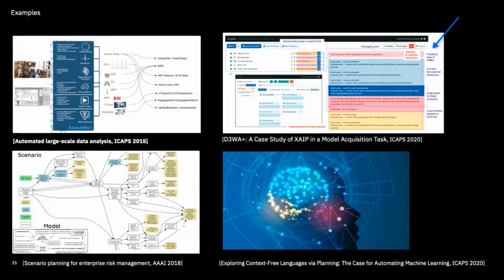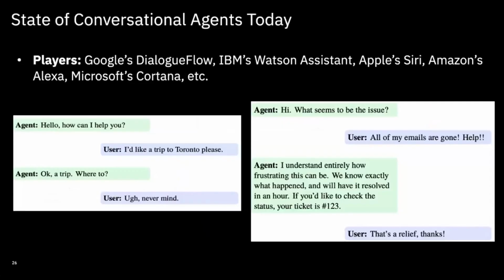Next, I want to drill down more on the top right application, planning for dialogue. So, what's the current state of conversational agents today? The market size is big. There's lots of money involved. There's a lot of focus directed toward dialogue agents. The potential saving is also substantial. And we know the current players: Google, IBM, Apple, Amazon, and Microsoft. We also know that there are some or many deployed agents that have really undesirable behaviors.